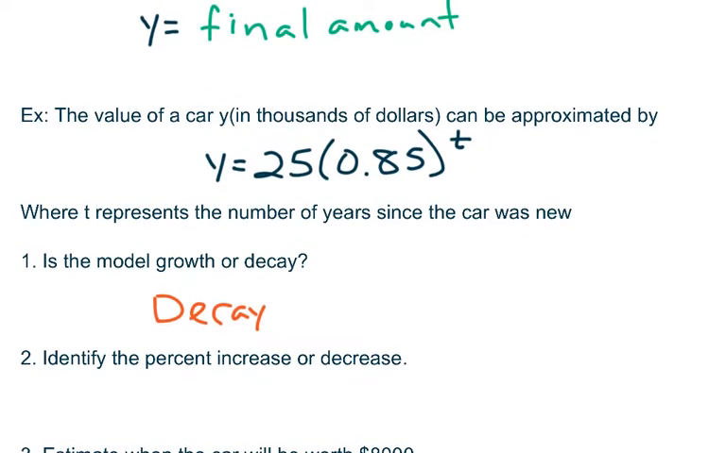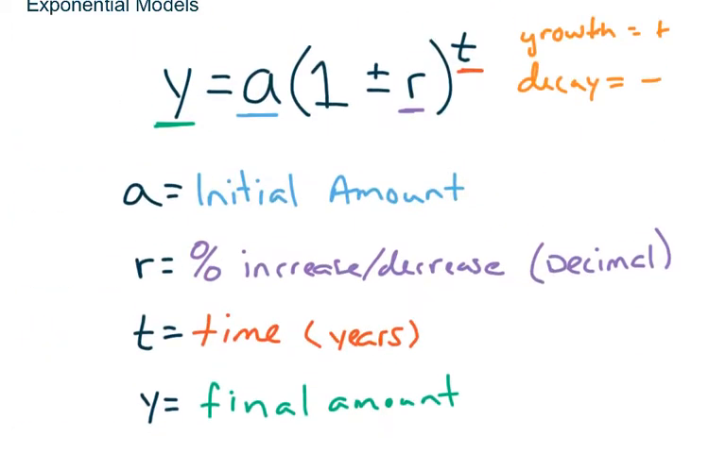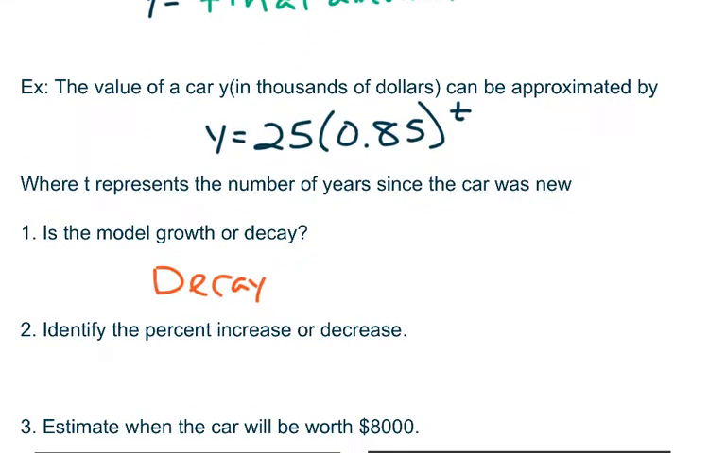Question number 2 then says identify the percent increase or decrease. So with this value, the percent increase and decrease comes from here. We need to solve for R. We know it's a decay function, so we know it's 1 minus R. So we can say that 1 minus R is equal to 0.85. And we need to solve for R.